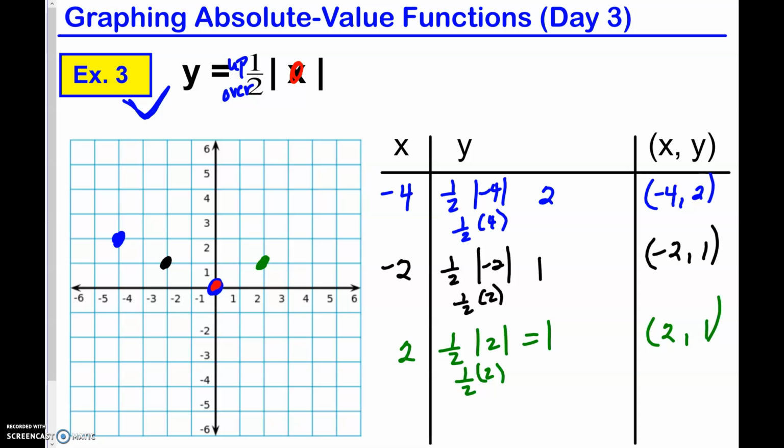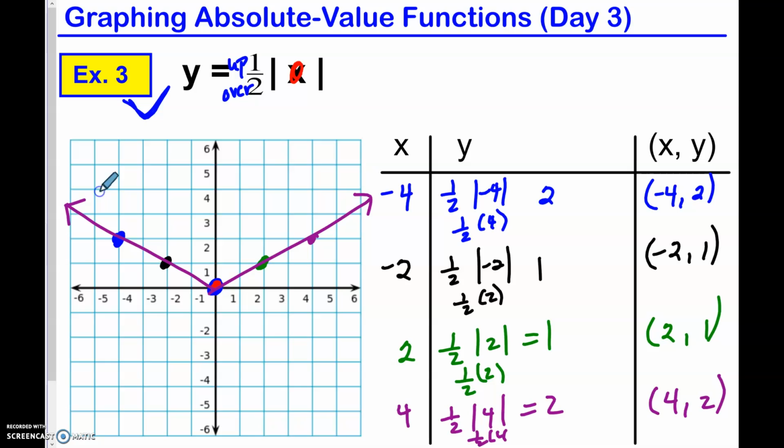All right, and the last number we're going to plug in here is a 4. So 1/2 times the absolute value of 4, so I have 1/2 times 4 is 2. So I have the ordered pair 4, 2. And here is my V. So let's see, did it do what we thought it would do? Up 1 over 2, up 1 over 2, up 1 over 2. Exactly what we thought. Remember, we have to go both ways because we know this is going to be a V. And it opened up because that number was positive.